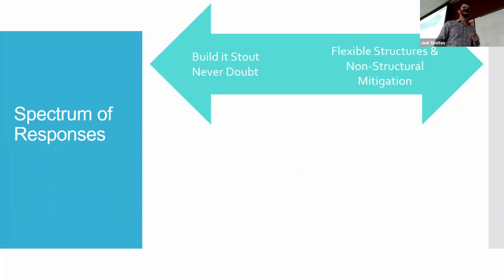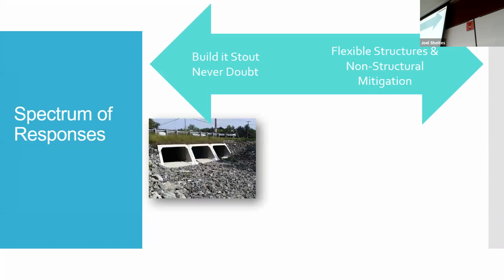Floodplain restoration. So we have a spectrum of responses when it comes to engineering design. We can build it stout and never doubt, right? We can build a huge fat bridge. We can put a ton of riprap in. Or we can think about flexible structures and non-structural mitigation. So here's one kind of end of the spectrum.